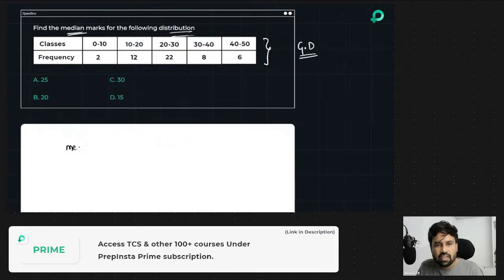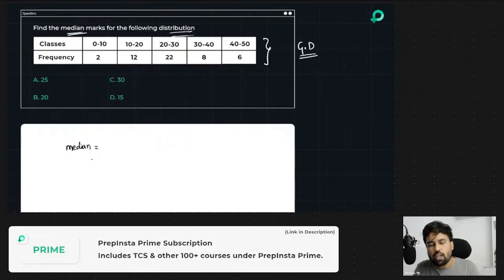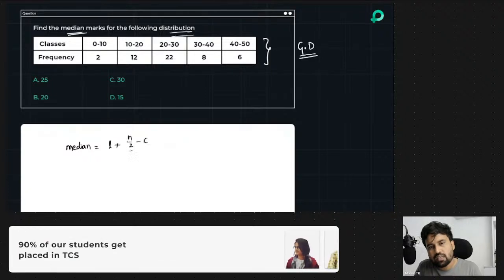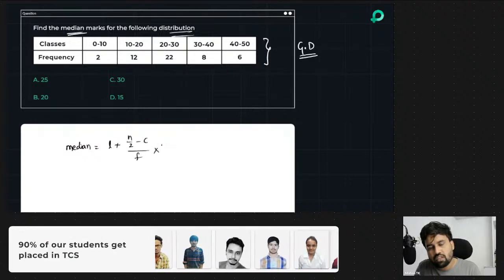The median for tabular data or grouped data is always simply L plus (n by 2 minus C) divided by F, into H.